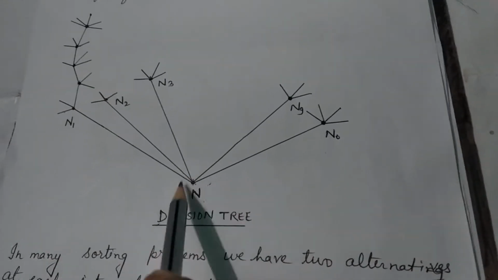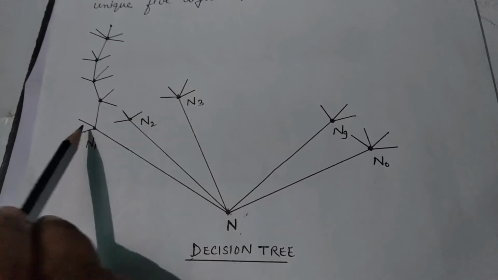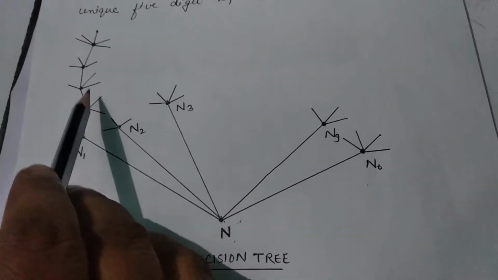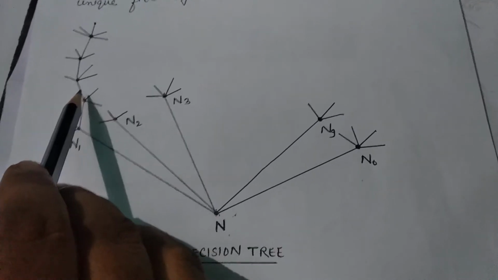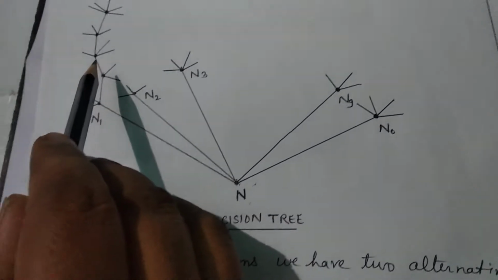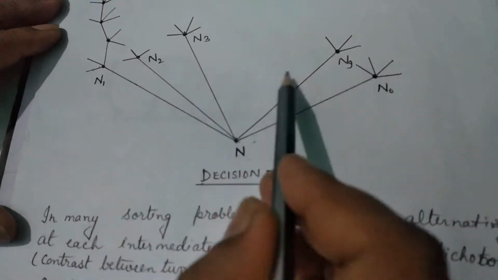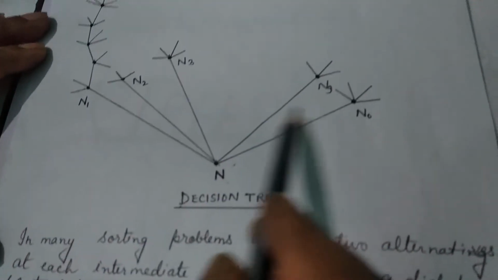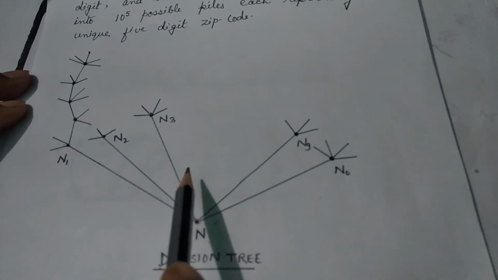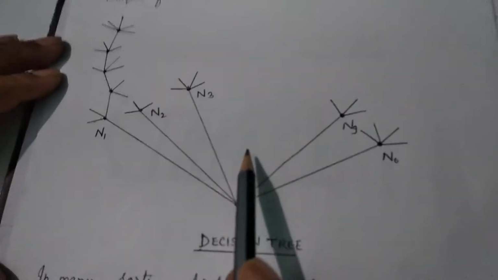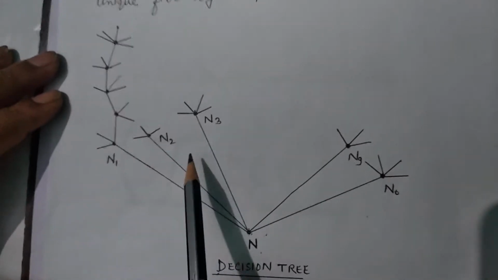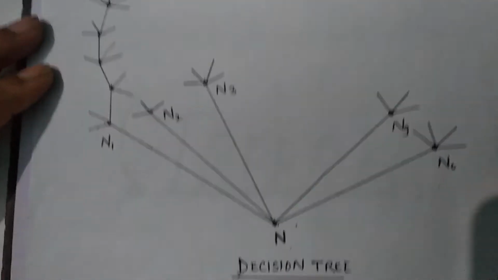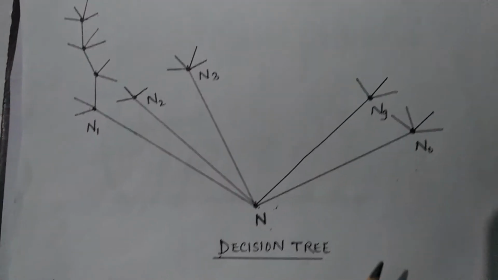Each pile is further, here you can see N1, each pile is further divided into 10 piles according to the second most significant digit and so on, till the mail is subdivided into 10 to the power 5 possible piles, each representing a unique 5-digit zip code. So here we can see a decision tree. This is an example of tree.